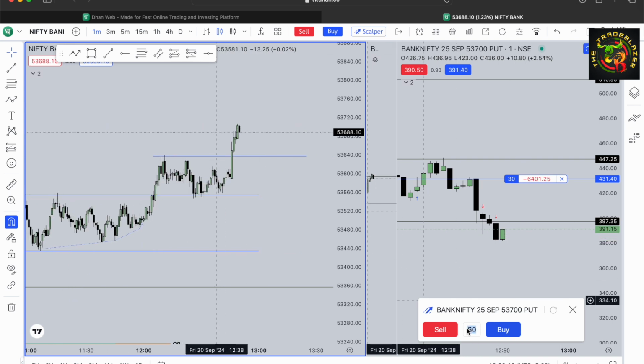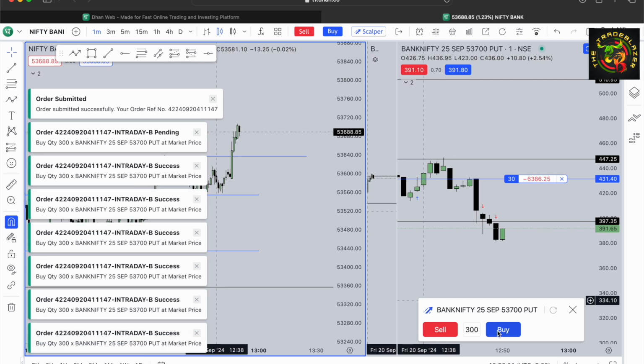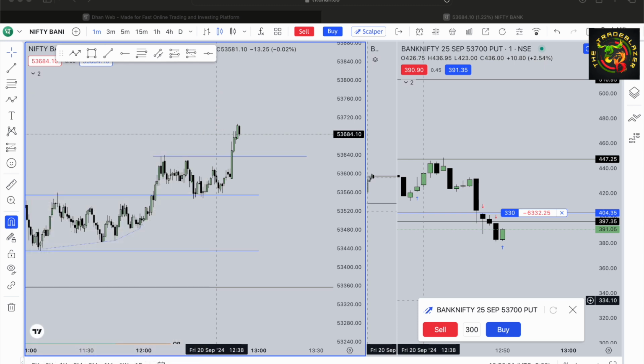Can you see that, guys? It's an HRLR setup, high resistance liquidity run. So it's a wonderful opportunity to enter at the best price. So I have entered with 300 quantity of 53,700 put here, and we'll try to add more quantity if I get better confirmations. Okay, let's see how this trade goes on from here. Thank you.